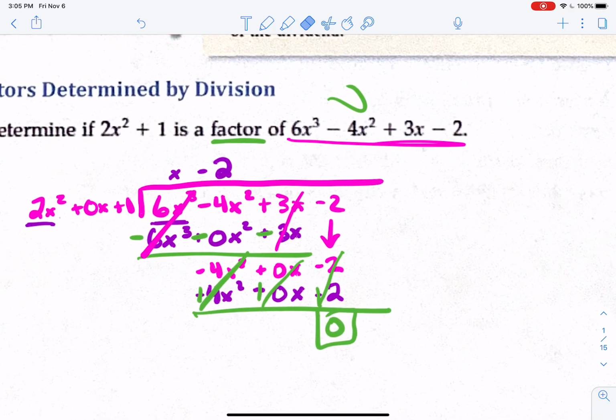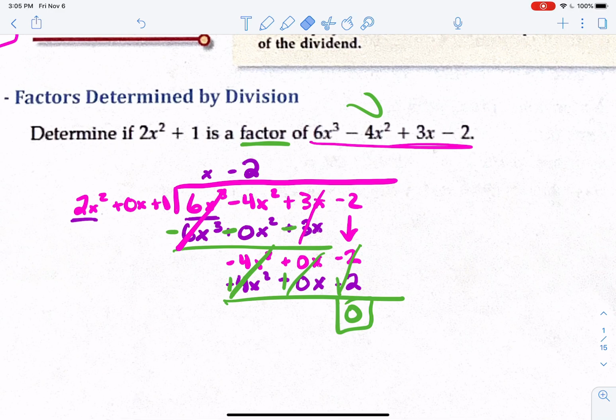And what we did here is we were trying to determine whether 2x squared plus 1 is a factor of this longer function here, okay? We did that by long division, and we have to use long division because it's x squared. We can't use synthetic division, okay?